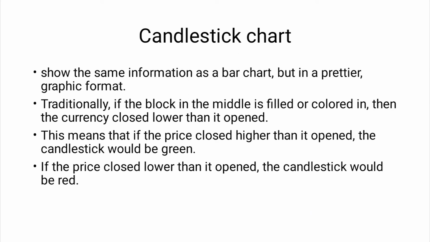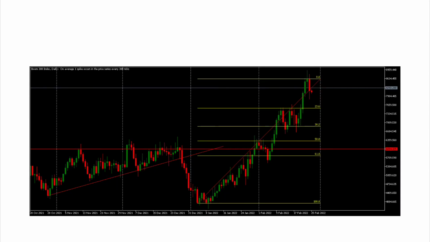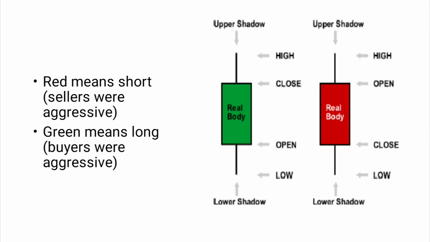Traditionally, if the block in the middle is filled or colored in, then the price closed lower. So if the block is filled and the price closed lower, it will be red. If the price closed higher, it will be green. That's just what it means. In this example, the closing price was higher than the opening for the green one. The open is lower, the close is higher, and there is the high of the day and the low of the day. Like I said, it's similar to a bar chart, but this one is more presentable.